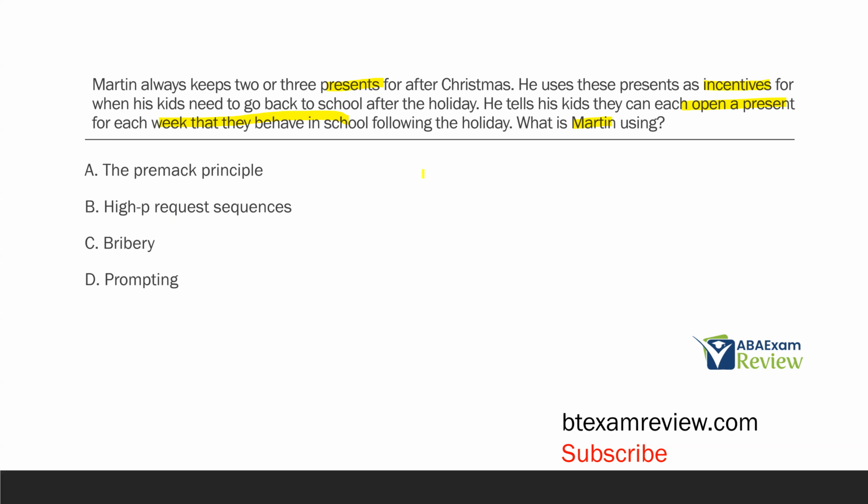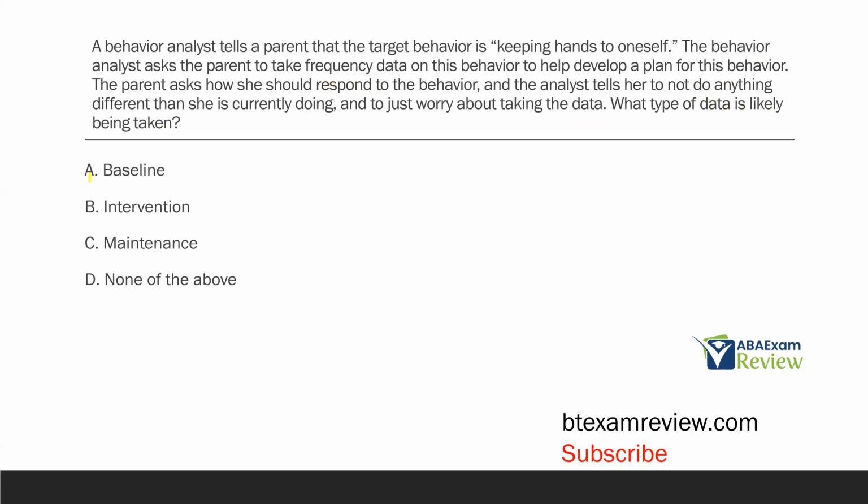And then D, prompting. Is Martin prompting anything out? No, there's no visible prompts here. There's no notable prompts here. All we know is this contingency has been established. If you go to school and behave, each week you go to school and behave, you can open a present. If you behave, you get a present. Martin is using A, the Premack principle.